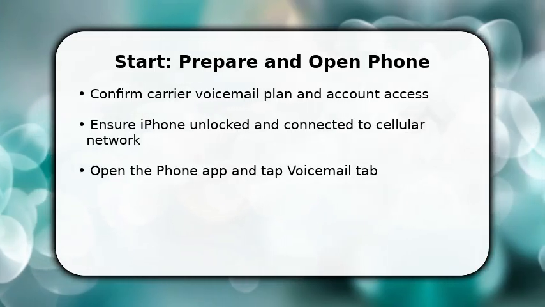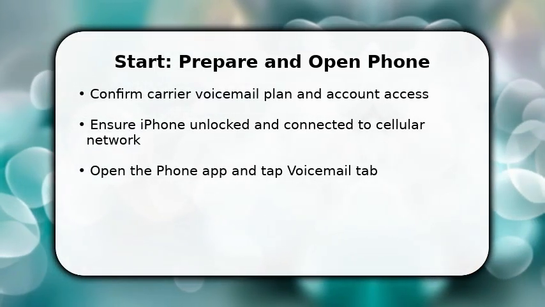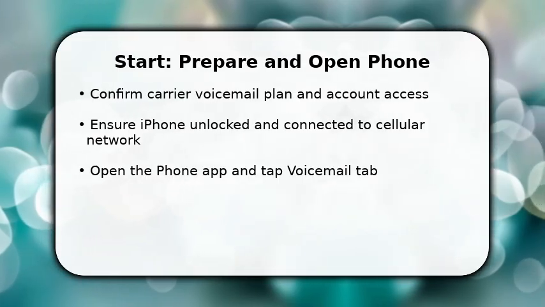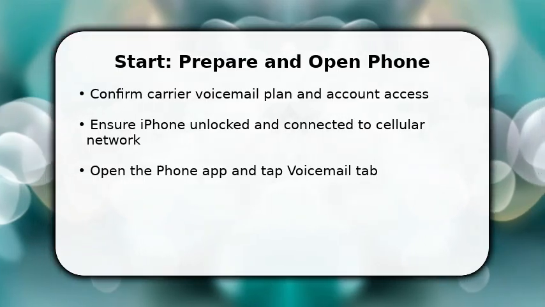Now open the phone app and tap the voicemail tab. You'll see either visual voicemail or a prompt to call your voicemail. If visual voicemail appears, proceed here. If not, you'll call your carrier's voicemail number to change settings.